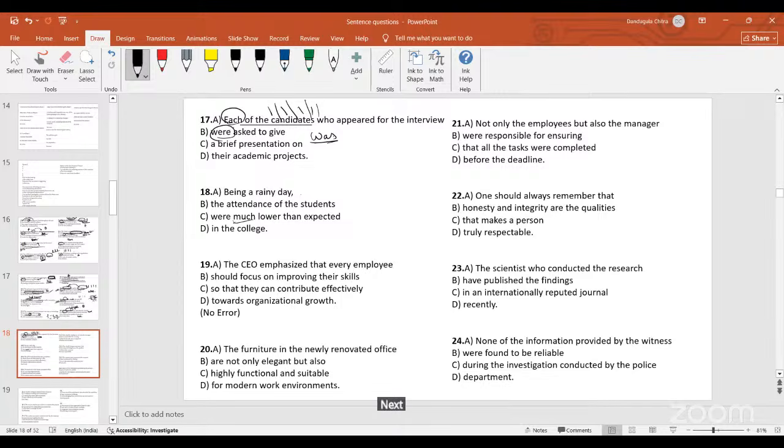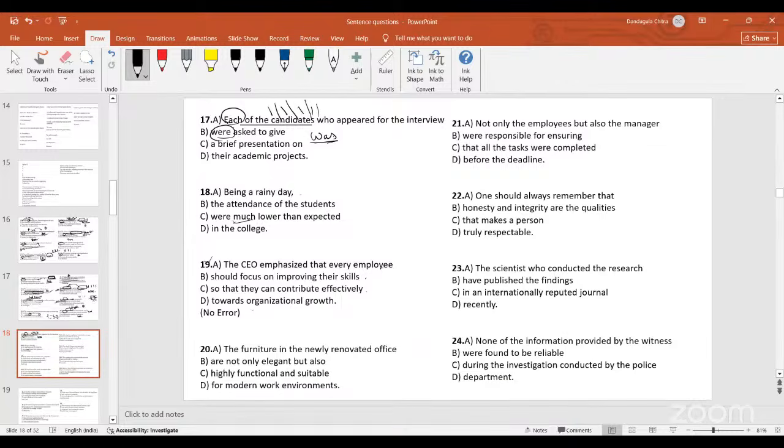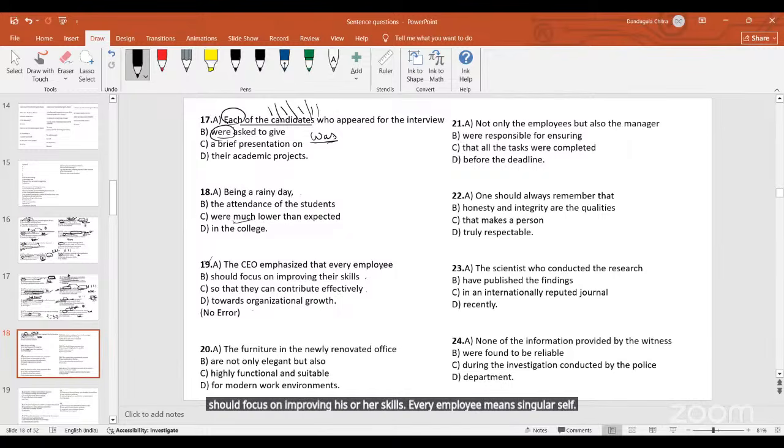Next, 19th. The CEO emphasized that every employee should focus on improving their skills so that they can contribute effectively towards organizational growth. Sir, B, should focus on improving his or her skills. Every employee means singular, sir. According to that previous rule, we can also do that, his or her skill, so that they can contribute effectively. Right.